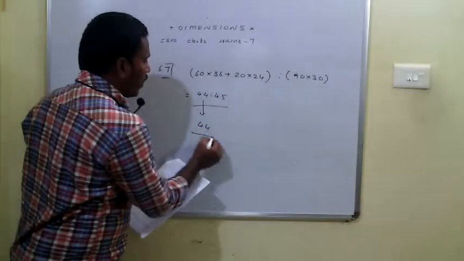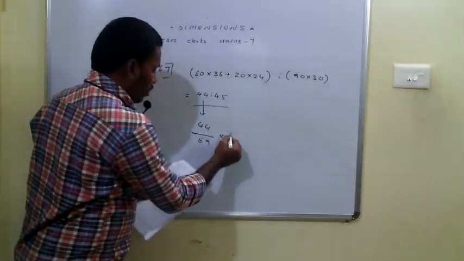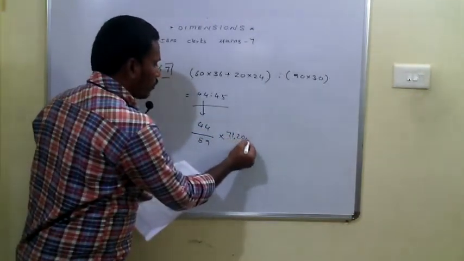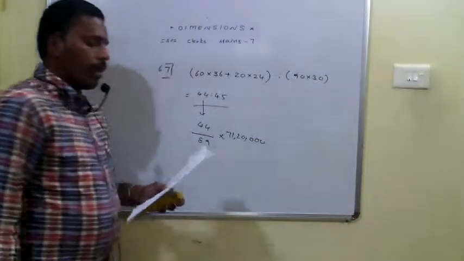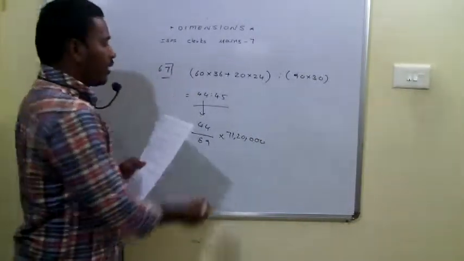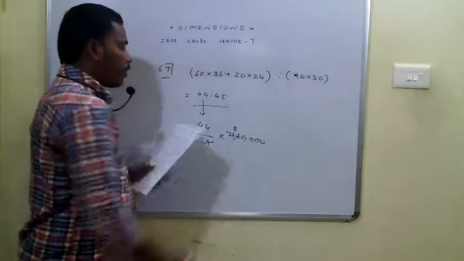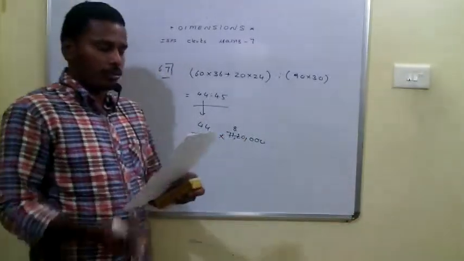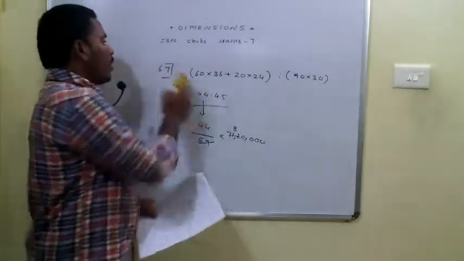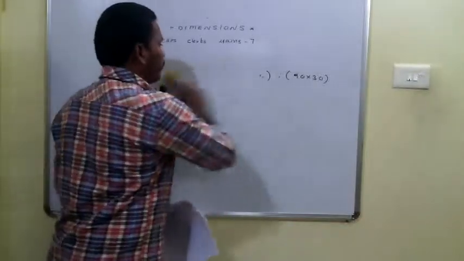సో 44 divided by 89 into 71,20,000. సో సింప్లిఫై చేస్తే యూ విల్ హ్యావ్ యువర్ ఆన్సర్. ఓకే, దిస్ 89 8 is 712. Okay, 44 into 80,000 calculate చేయాల్సి ఉంటుంది, రైట్? దెన్ ఆఫ్టర్ దిస్ కమింగ్ టు 68th problem.